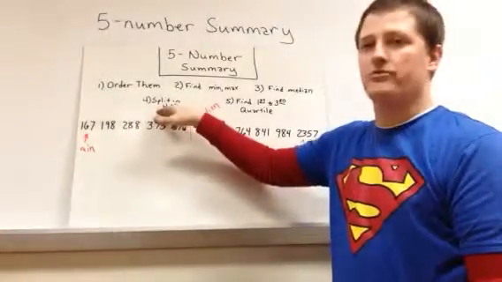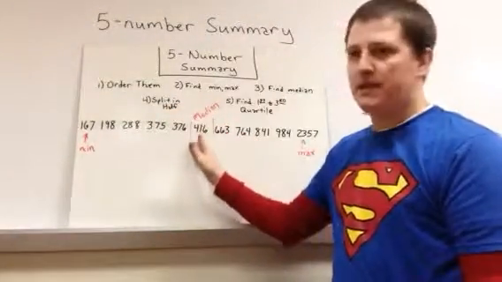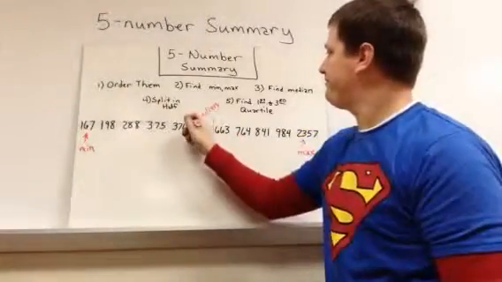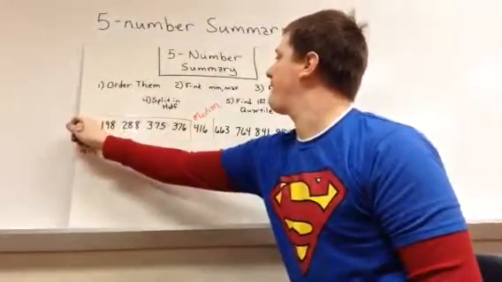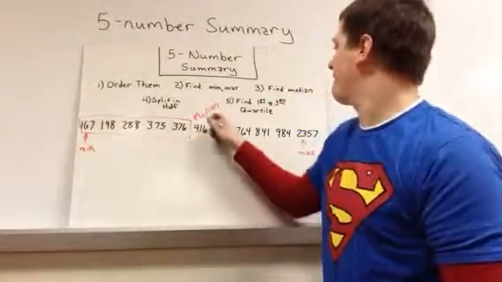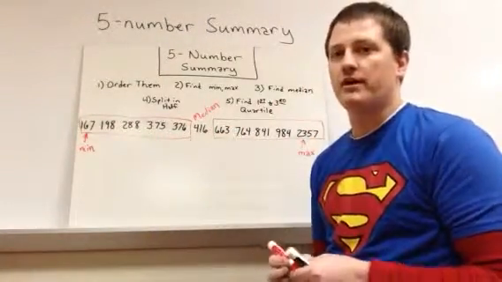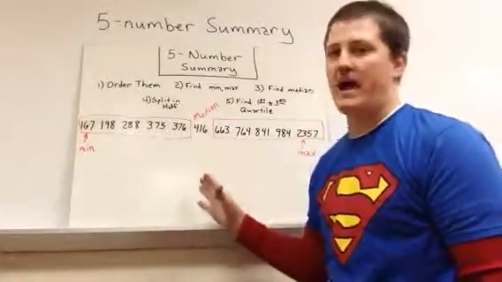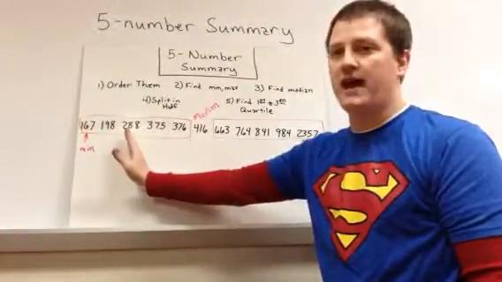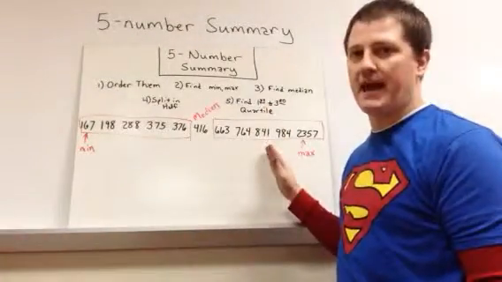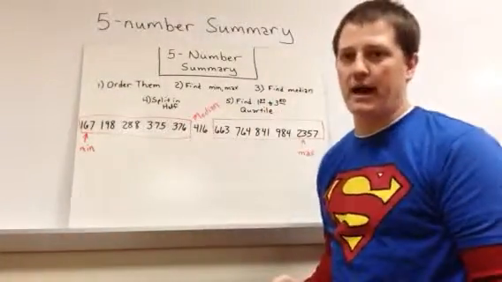The next thing that we do is we split this in half. So we leave our median in the middle. Everything else, we've got our 2 halves. What we now want to do is find the median of each half. The median of this first half is known as the first quartile. The median of the second half is known as the third quartile.